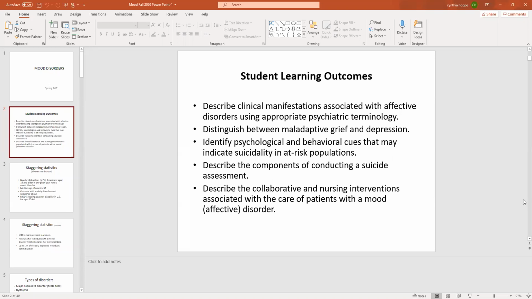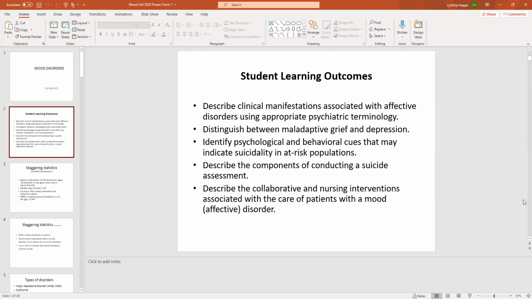Number three, identify psychological and behavioral cues that may indicate suicidality in at-risk populations. One of the things I saw in your readings was that men and especially elderly men really don't get the services that they need to help them with especially depression.